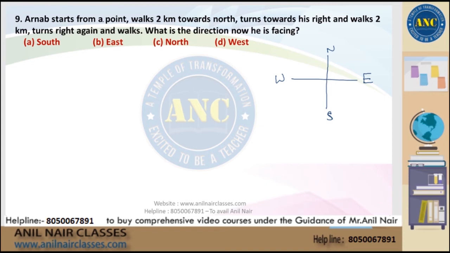Arnab starts from a point, walks 2 kilometers towards north. So north is up. Okay. So Arnab walks 2 kilometers from this point. I will take this as point A. Okay. Next, turns towards his right and walks 2 kilometers. His right is clockwise this way. So he again walks 2 kilometers. Now, turns right again from here. He turns right the clockwise way and walks. He is walking this way now.